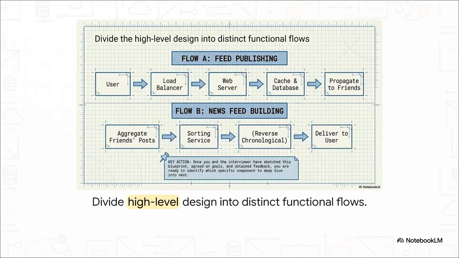See how we're dividing the design into distinct functional flows? Organizing your complex system like this proves your seniority. No spaghetti monsters of boxes allowed. For a news feed, maybe you have flow A just for feed publishing, user to load balancer to web server to database. Then a totally separate flow B for news feed building, aggregating posts, sorting them, and delivering them. This kind of logical separation is exactly what senior engineers do on the job.